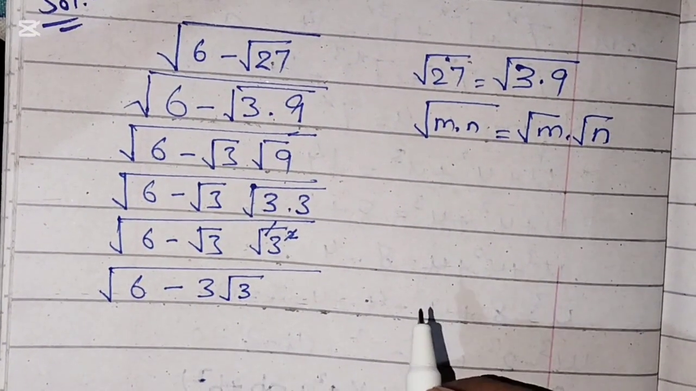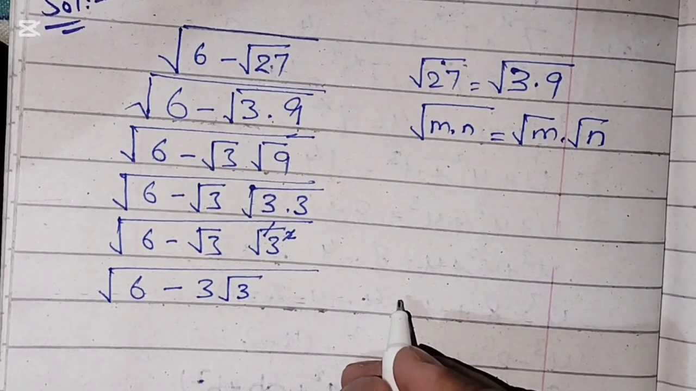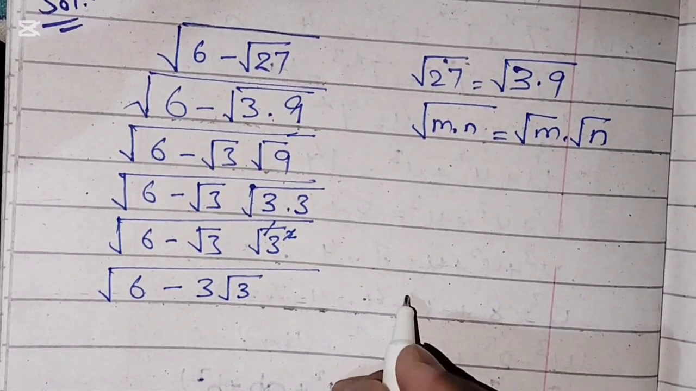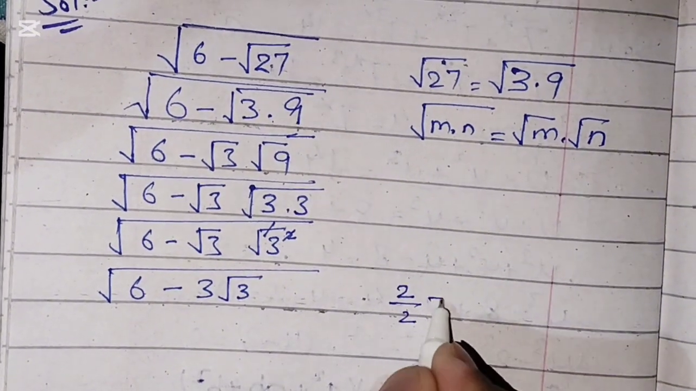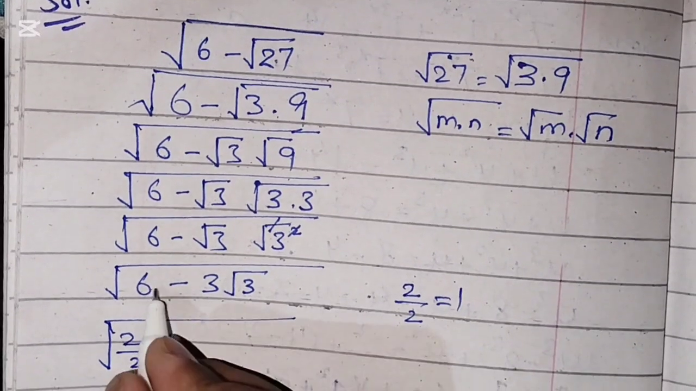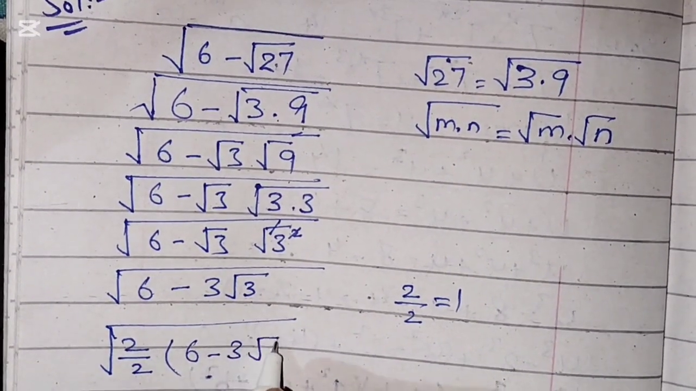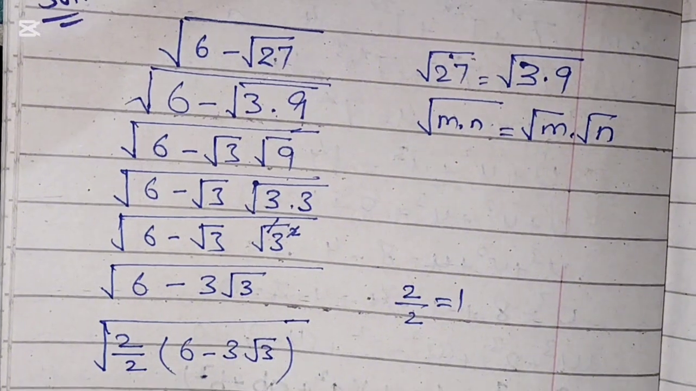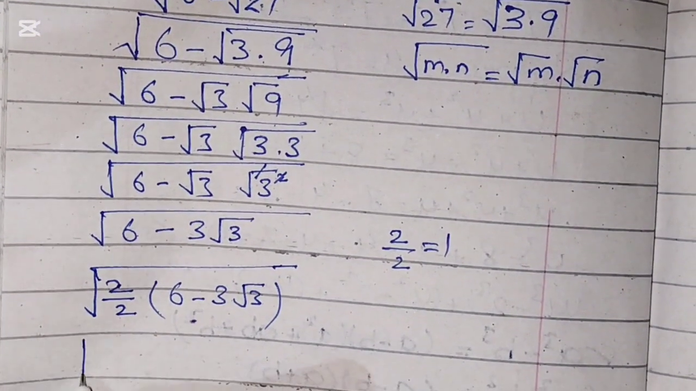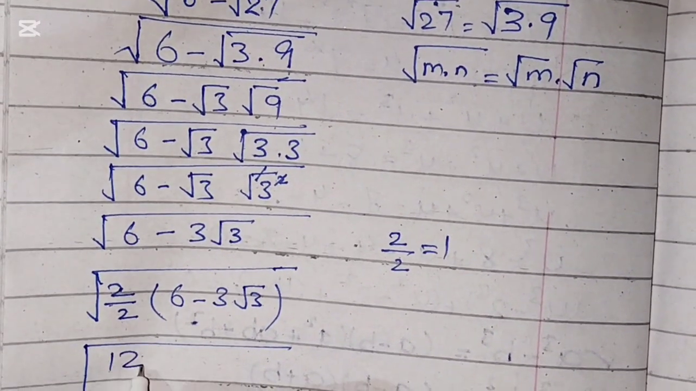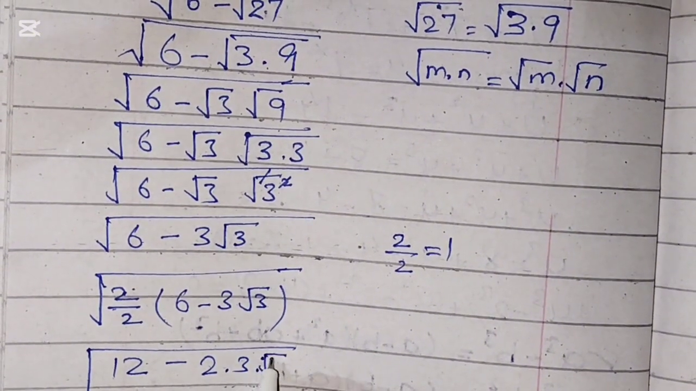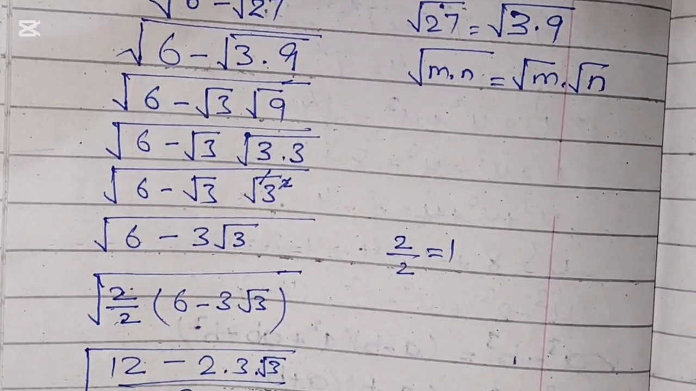Now in the next step we will do a trick to solve it without a calculator. We will divide and multiply by 2, because 2 by 2 is equal to 1, so it will be square root of 2 by 2 times 6 minus 3 square root of 3. We are doing this for our easiness. We will multiply this 2 with both these terms. It will be 2 into 6, 12, minus 2 into 3 into square root of 3 all over this 2.